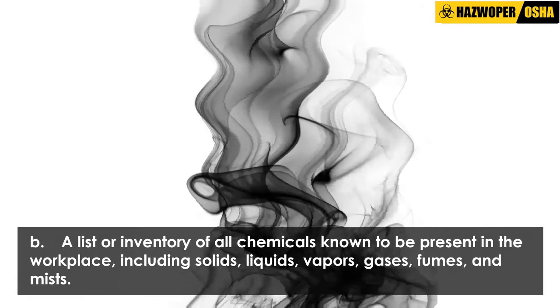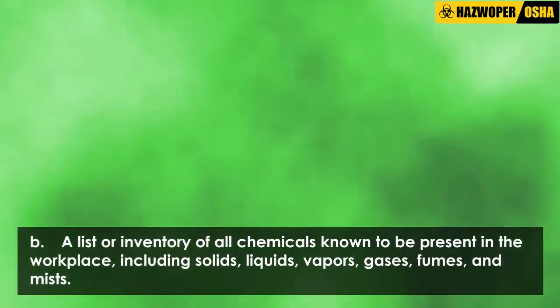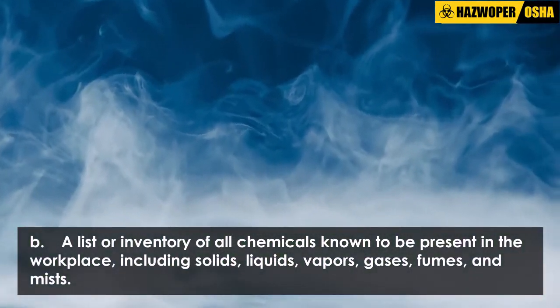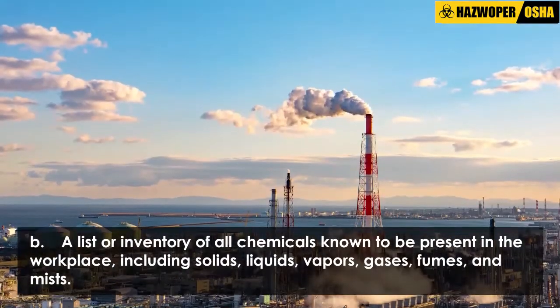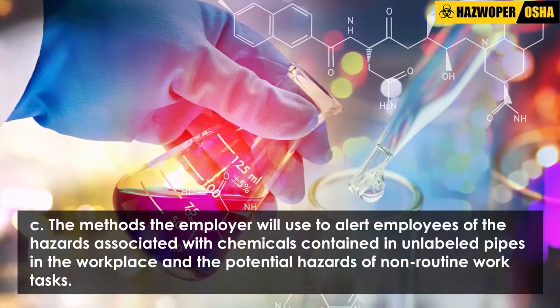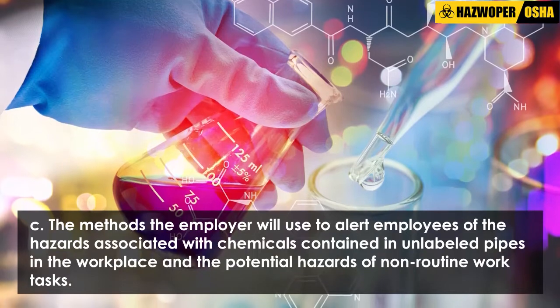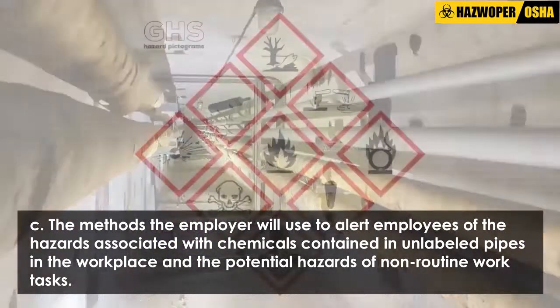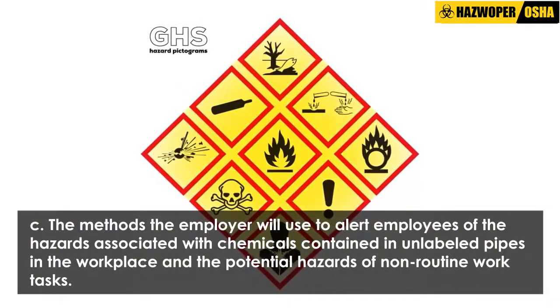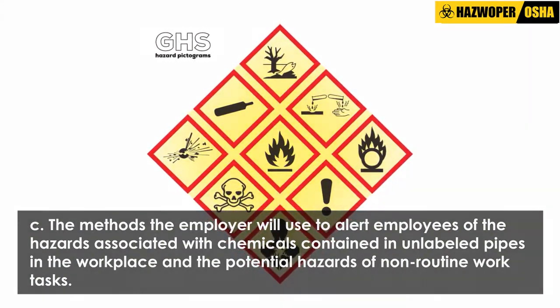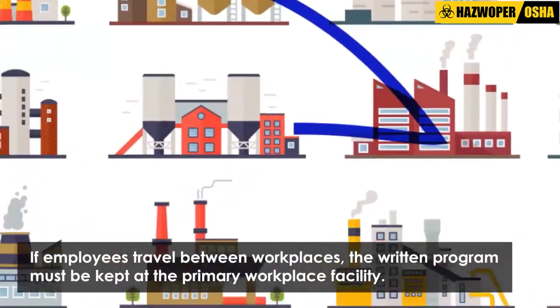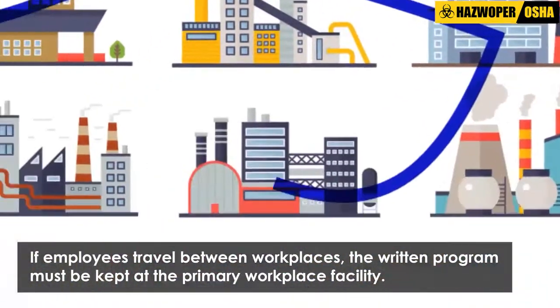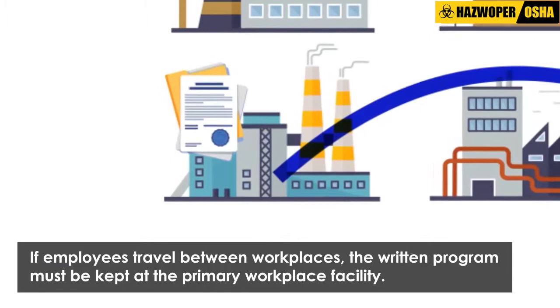vapors, gases, fumes, and mists; the methods the employer will use to alert employees of the hazards associated with chemicals contained in unlabeled pipes in the workplace, and the potential hazards of non-routine work tasks. If employees travel between workplaces, the written program must be kept at the primary workplace facility.